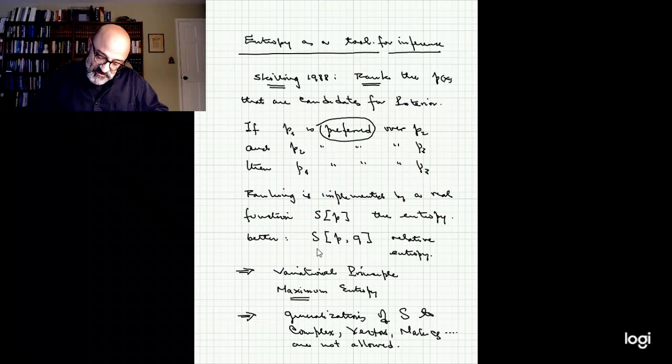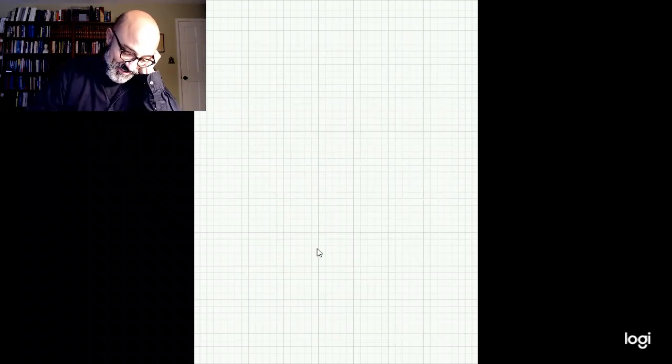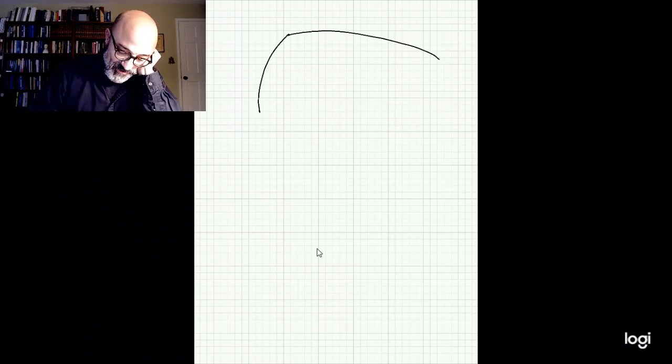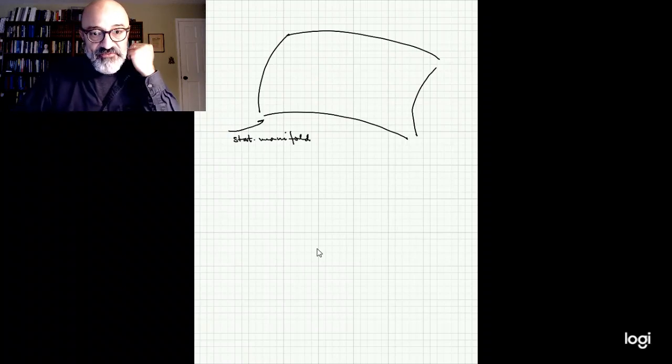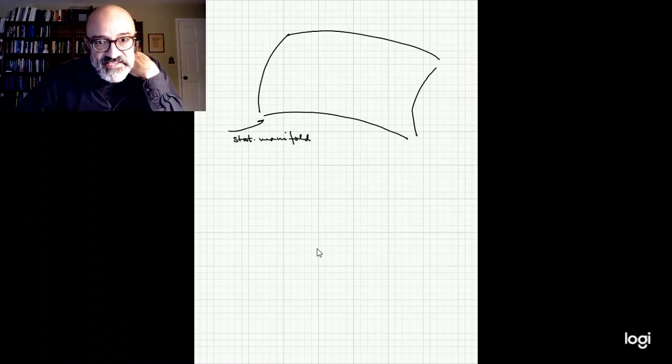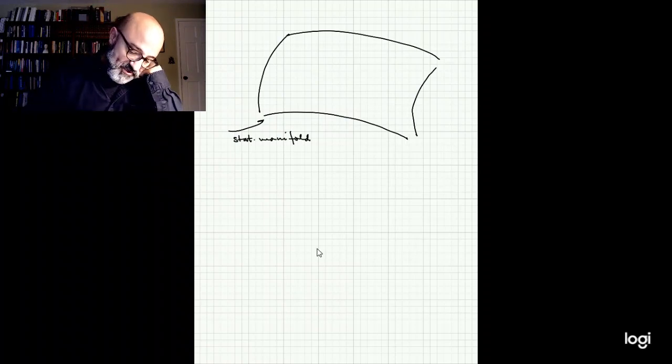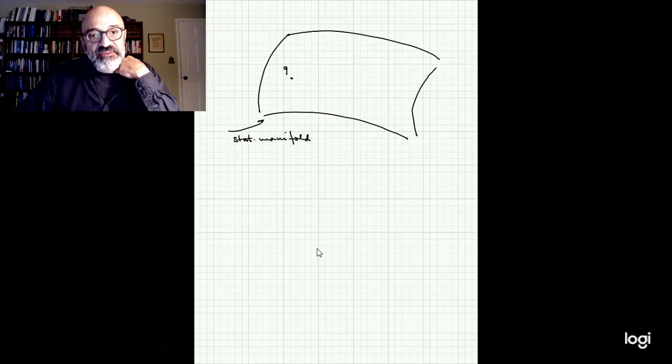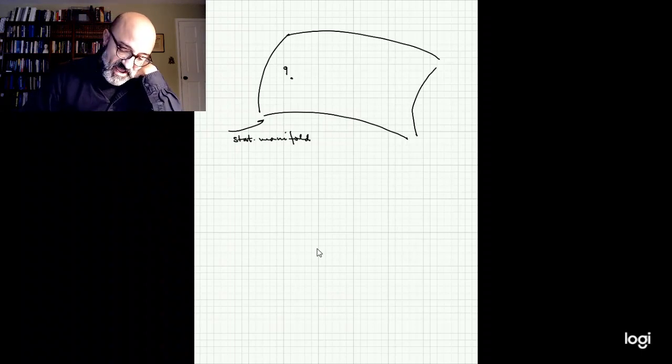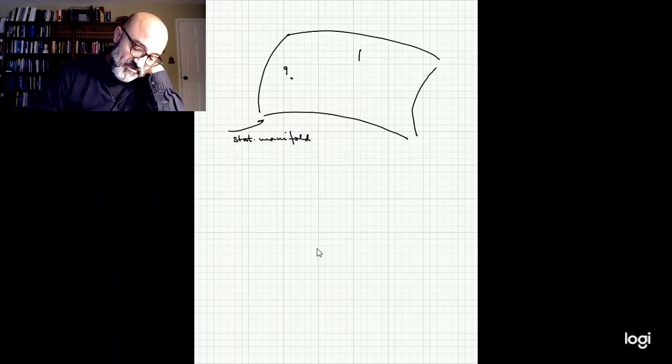Very good. So let me draw this in a picture. What I'm going to draw is my famous statistical manifold. Here's the space of all the statistical manifold. Manifold is another word for space. This is the space of all probability distributions. Here is the prior. That's one point in this space. And now I have a constraint. Here's the constraint.